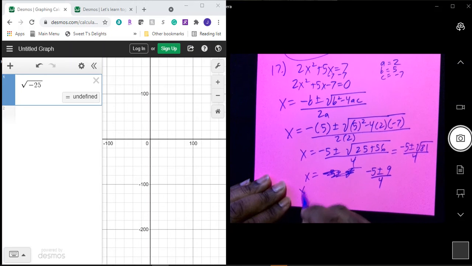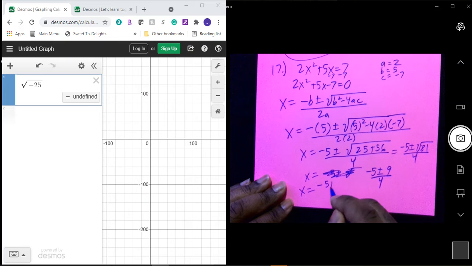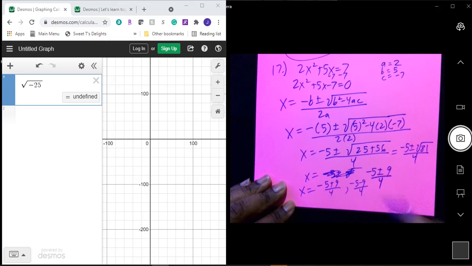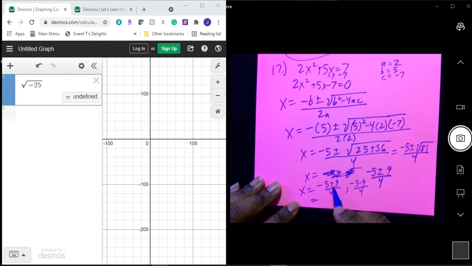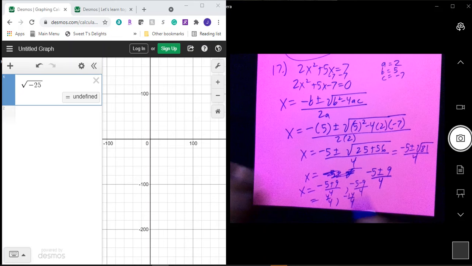So basically here we will have negative 5 plus 9 over 4, and then also negative 5 minus 9 over 4. So this will give us 4 over 4, comma, negative 14 over 4.